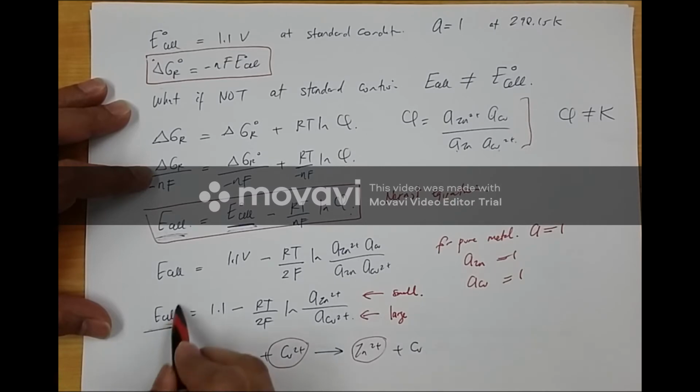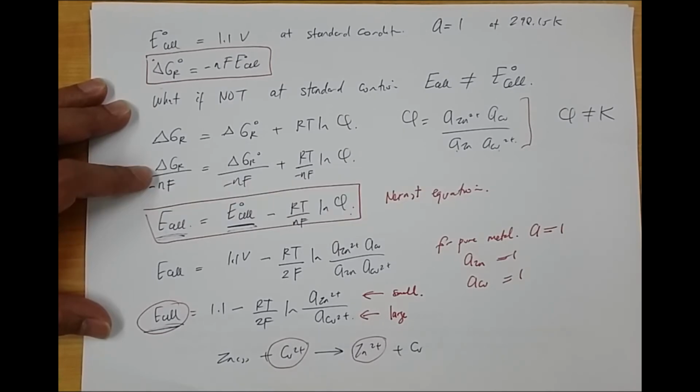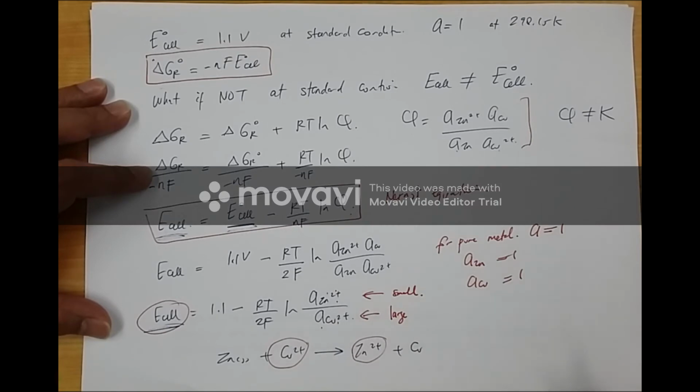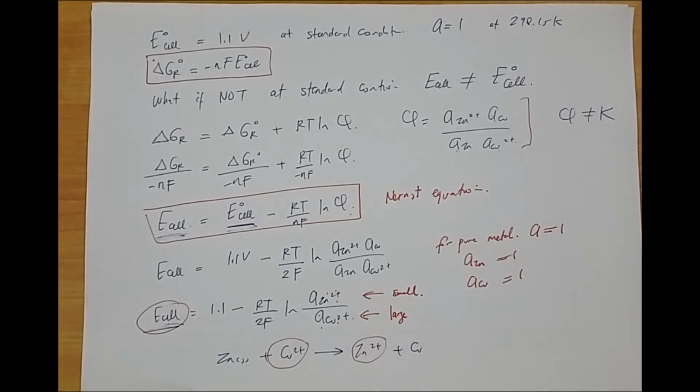Okay, so if you want to maximize the E cell when you're not at standard condition, then you have to make this small and make this large. If you are at standard condition, meaning that the activities of the ions are 1, so 1 over 1, then the log is 0. If ln of 1 over 1 is 0, then this term will be 0, and you are back at E naught of the cell, which is 1.1.